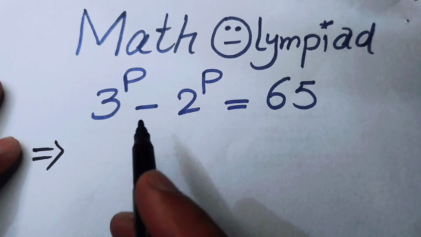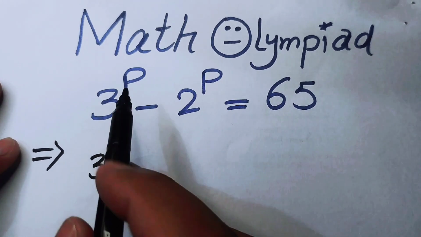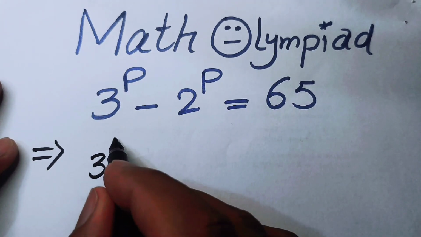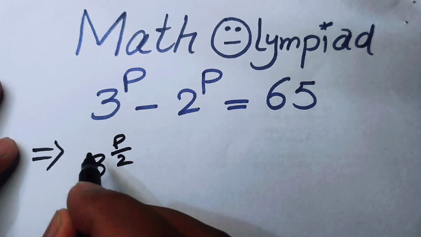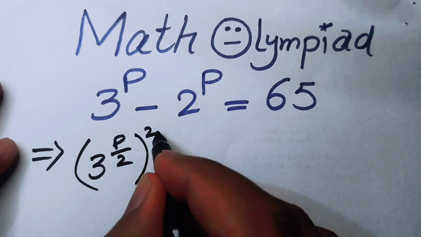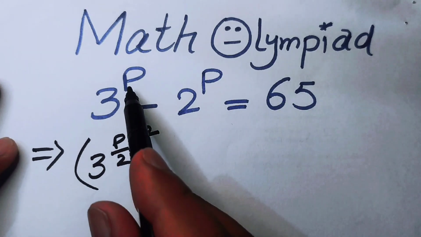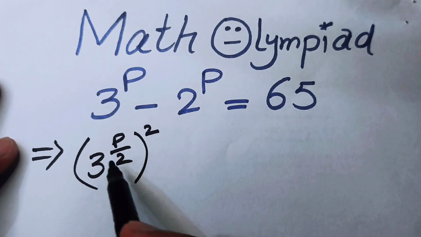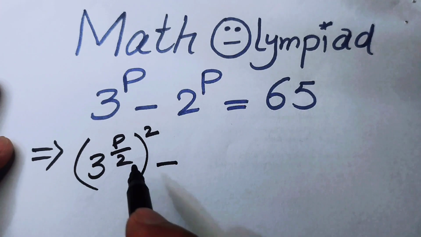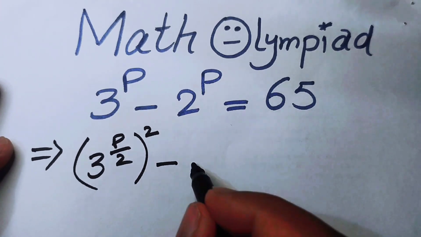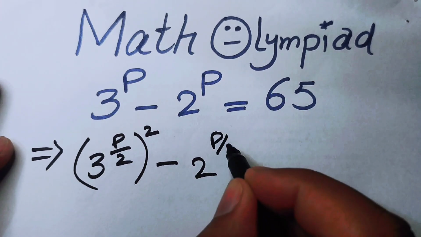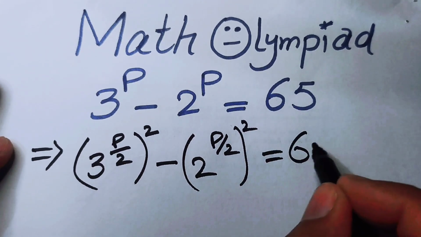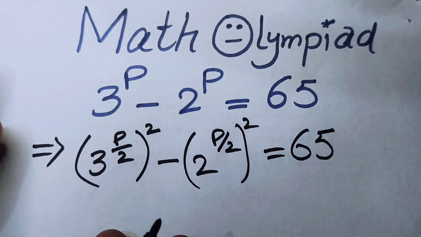So the very first thing we are going to do is rewrite the left hand side. I can just multiply and divide its exponent by 2, so we will write it as 3 to the power of p over 2 and its whole square. Similarly, we can take the same step on this term and we get 2 to the power of p over 2 and its whole square is equal to 65.